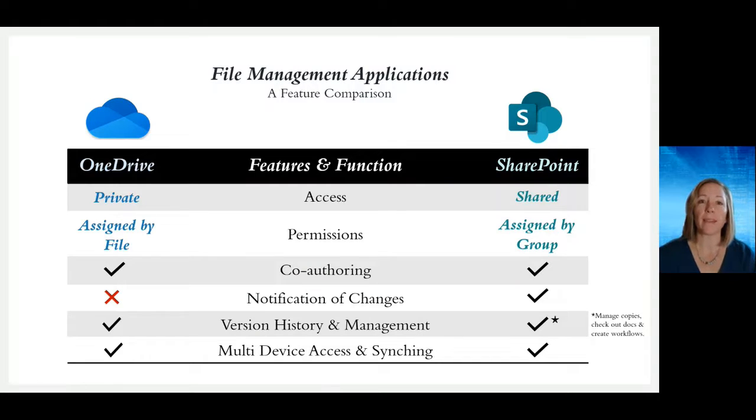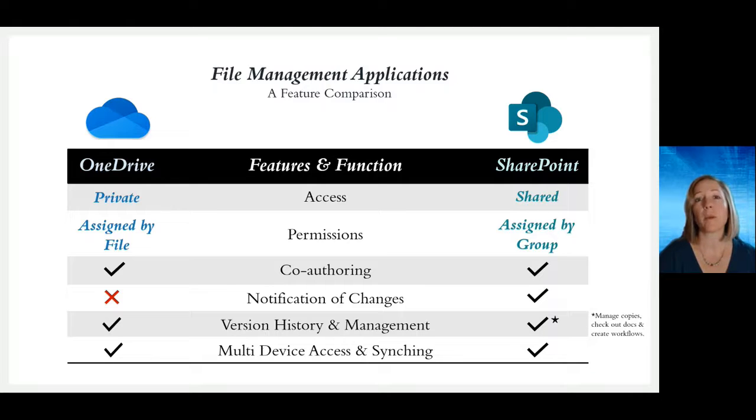So to begin, let's have a look at the file management applications, OneDrive and SharePoint, in terms of features and function. To start, we're going to talk about access. Who has access to these platforms? Well, by default, for OneDrive, it's a private space. It is for an individual to work within, versus SharePoint, which is a shared space for a group of people to have access to and work within.